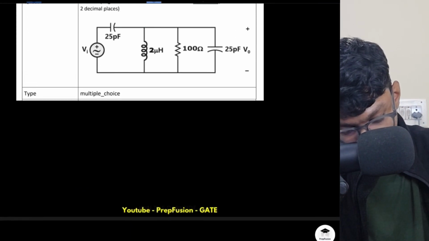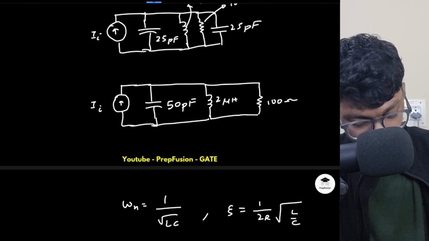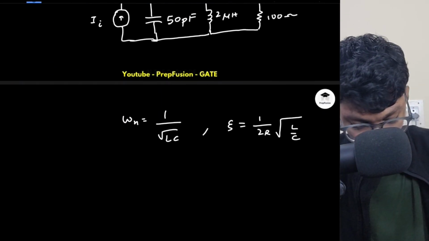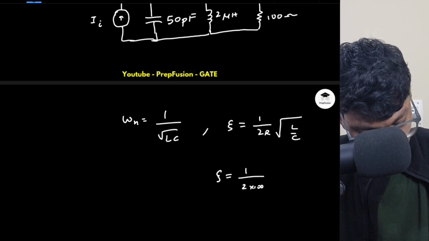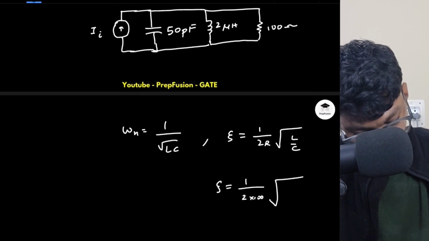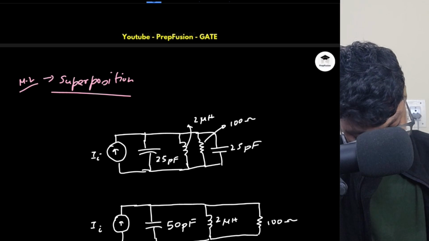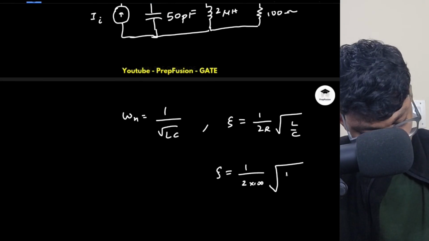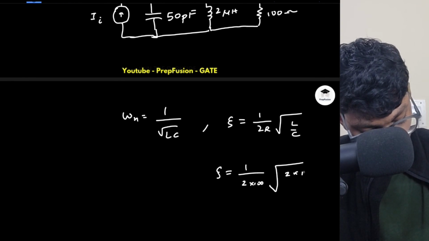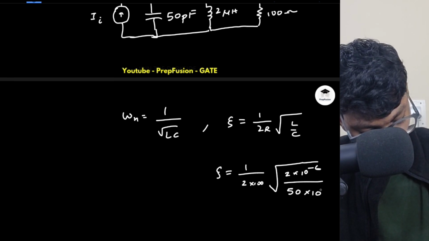That is very easy. You apply KCL here at this node. I will explain that as well. Just hold on a second. I will first calculate this. I know what R is. R is 100. L is 2 micro. And what is my C? Not this C, the C in the modified circuit. C in the modified circuit is 50 picofarad. So it is 2 micro, that is 2 into 10 raised to the power minus 6, divided by 50 picofarad, that is 50 into 10 raised to the power minus 12.